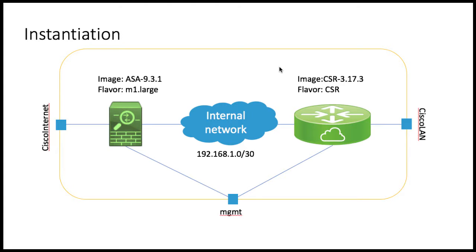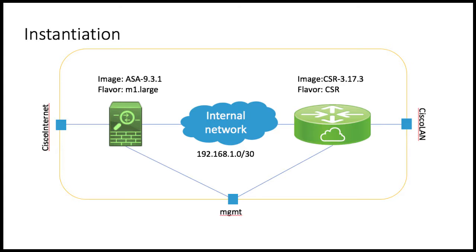In this video, we will look at how to instantiate the network service using NSO's REST APIs. So I have the network service that we created in the previous video, and I will now instantiate that in an OpenStack. In my OpenStack, I have these networks pre-created.